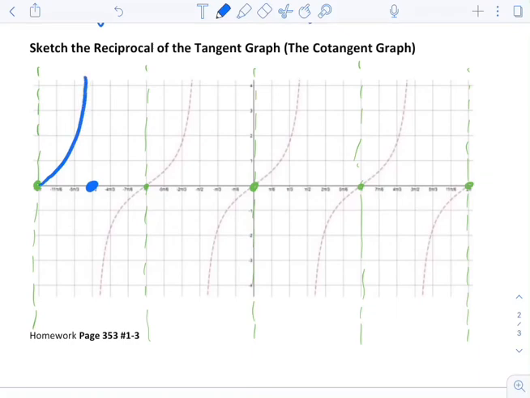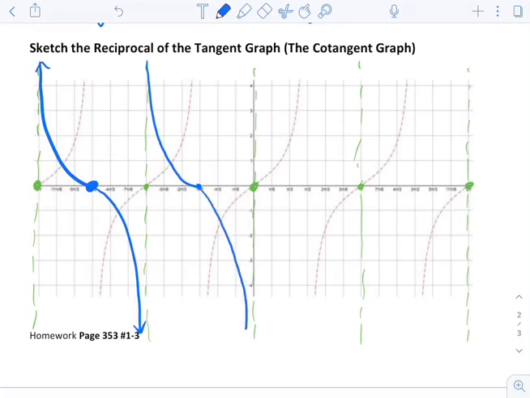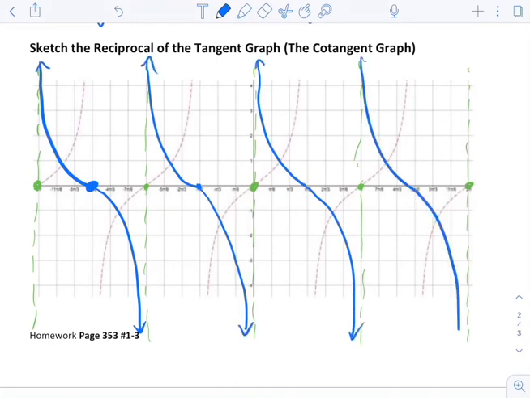This graph here is increasing. Reciprocals do the opposite, so it's got to decrease to this spot. Over here, our graph was increasing, so our graph should be decreasing throughout. And that's what we have. And there's going to be multiple of these. Everywhere that there's an x-intercept was a vertical asymptote of its reciprocal. Like so. So that's the graph of cotangent.